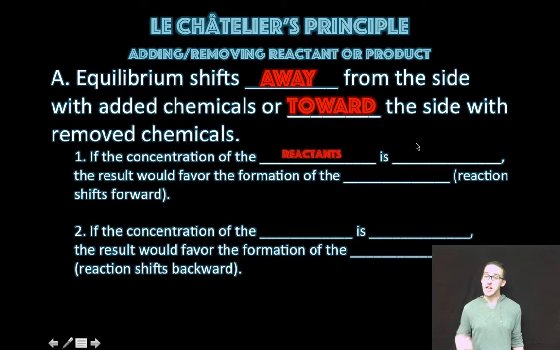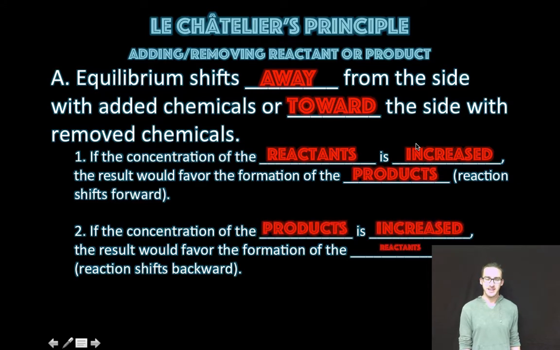All right, the first type of stress that we're going to talk about is adding or removing reactant or product from a system at equilibrium. The equilibrium system is going to shift away from the side with added chemicals and toward the side with removed chemicals. Again, our goal is to reestablish equilibrium. So, as you look at your notes, if you add more reactant, it's going to shift to form more product to reestablish that equilibrium ratio of products to reactants. Conversely, if the concentration of products is increased, the equilibrium is going to shift to form more reactants. Again, trying to reestablish that equilibrium ratio.